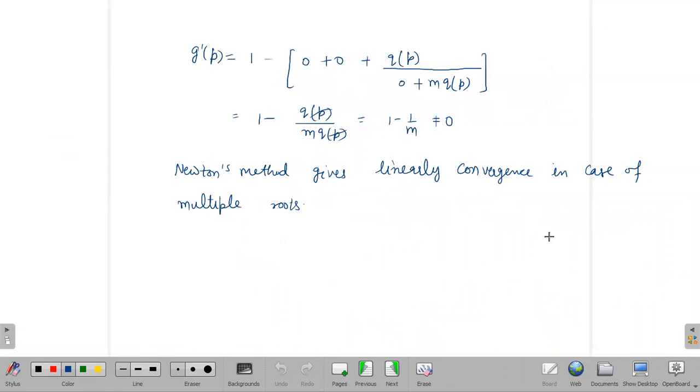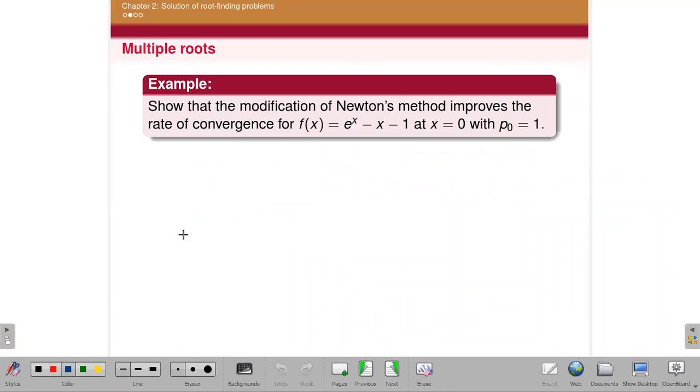So to modify it here, we take m in the multiplication. So that is a modified Newton method. If you check its convergence, then you will get the order of convergence that is quadratic convergent, because in this case g dash p will be 0.